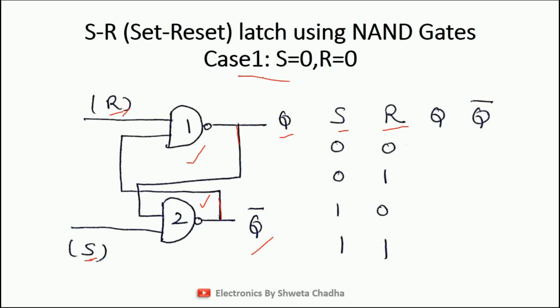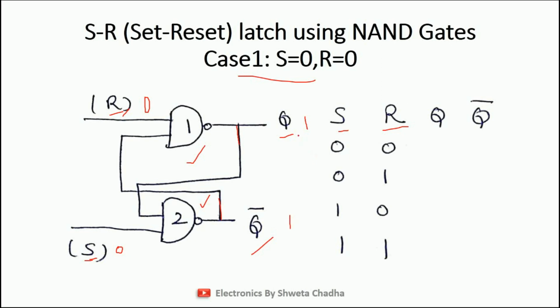Now I am going to discuss case number 1. Case number 1 says when S is equal to 0 and R is equal to 0. So I have written both the signals to be equal to 0. As already discussed, students, when minimum one input is 0, in the case of a NAND gate, the output must be equal to 1. So for gate number 1, minimum one input 0, true, the output is going to be 1. Similarly, gate number 2, minimum one input 0, output is going to be 1, as per the previous discussion.